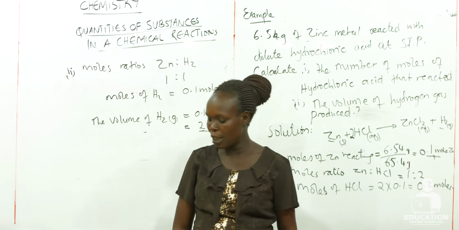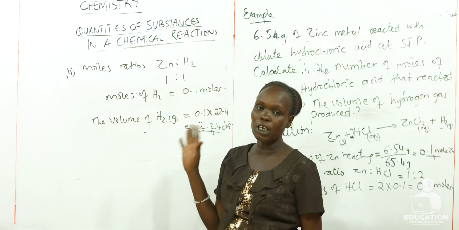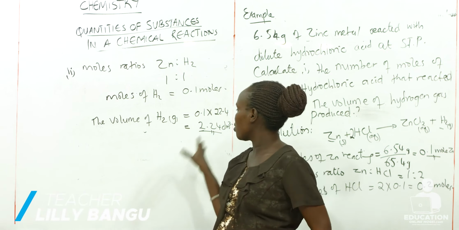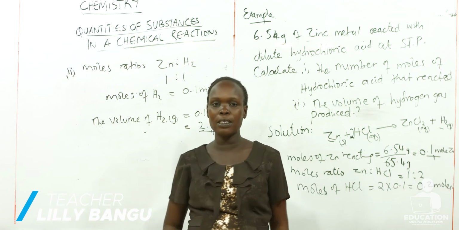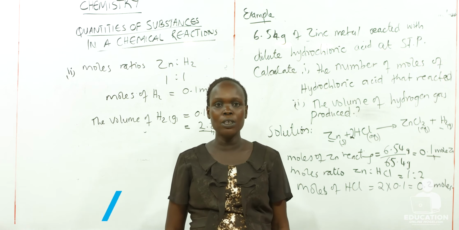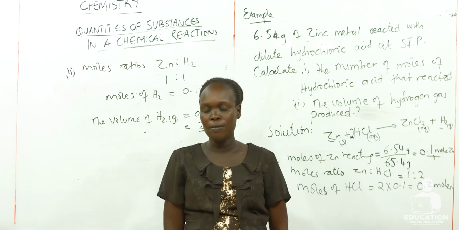So with this, learners, we have learned how to get the quantities and the mole ratios of the substances that are reacting. In this case, we have found the volume of hydrogen gas that has been produced. And with this, we have come to the end of this lesson. So thank you very much.